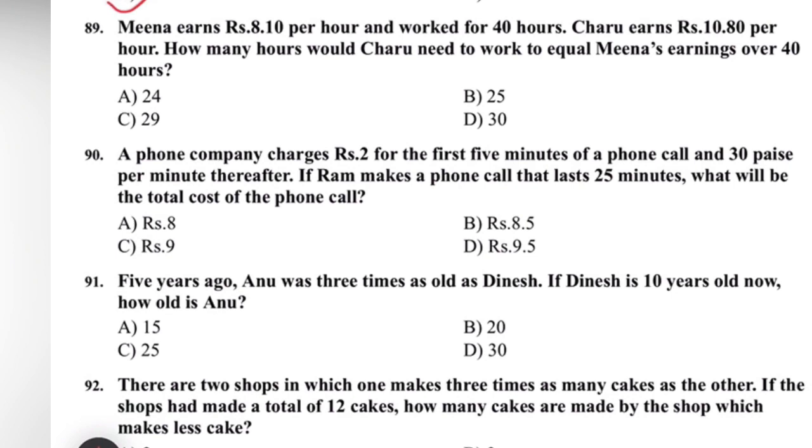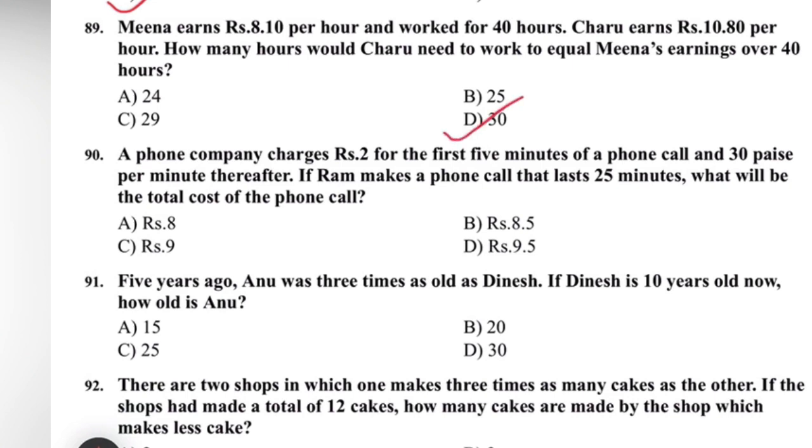Coming to the next question, question number 89. Meera earns rupees 10 per hour and Charu earns rupees. How many hours would Charu need to work to equal? So from time of work portion is that? It's a very simple question. Answer is option D. 30 is the answer.